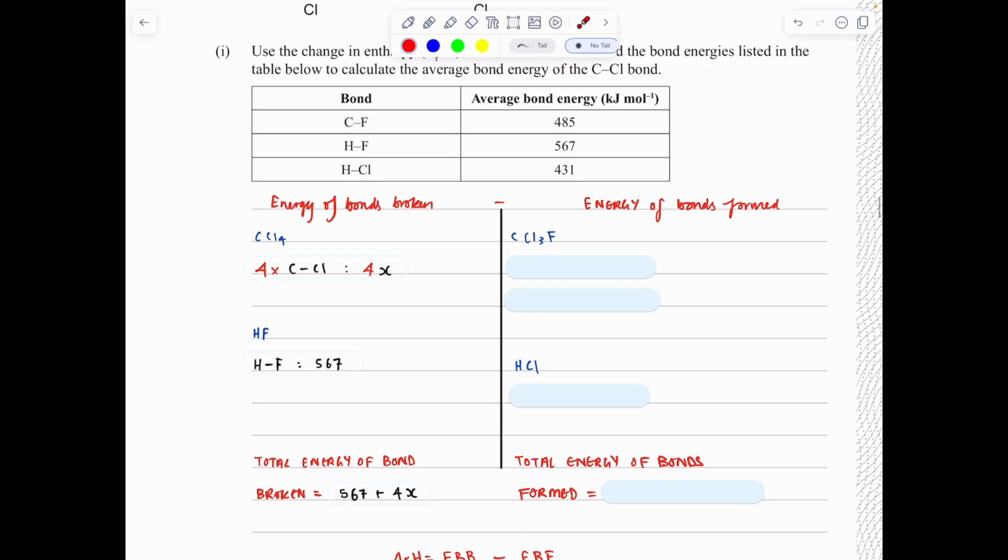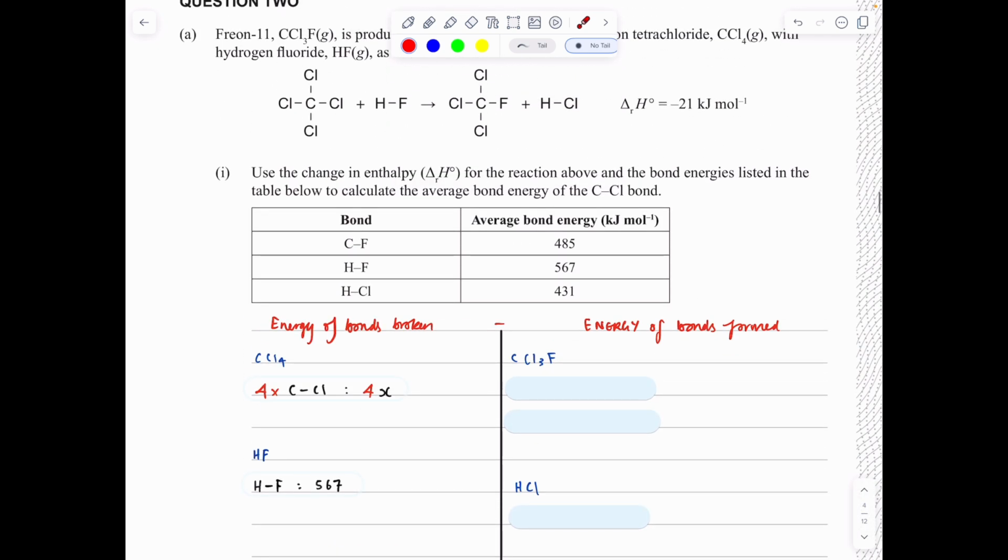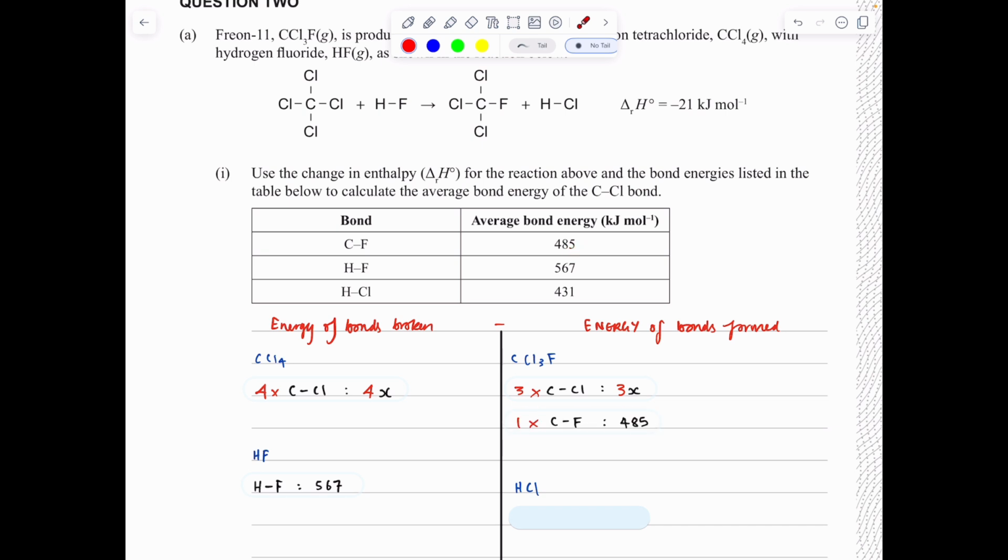Moving on to working out the energy of the bonds formed, we have these molecules that we're dealing with. So let's do the first molecule. Again, we have CCl bonds, which we don't know the value of. There happens to be 3 of them, so we write the expression as 3x. X represents the CCl. Then we've also got our CF bond over here. The CF bond is 485 kilojoules per mole. Because there's only one of them, it remains 485.